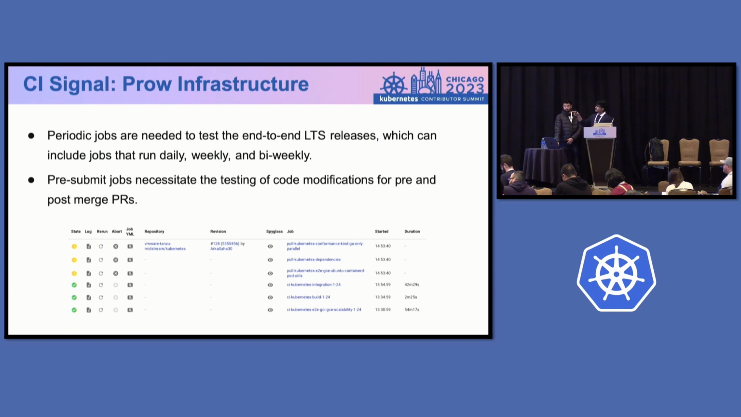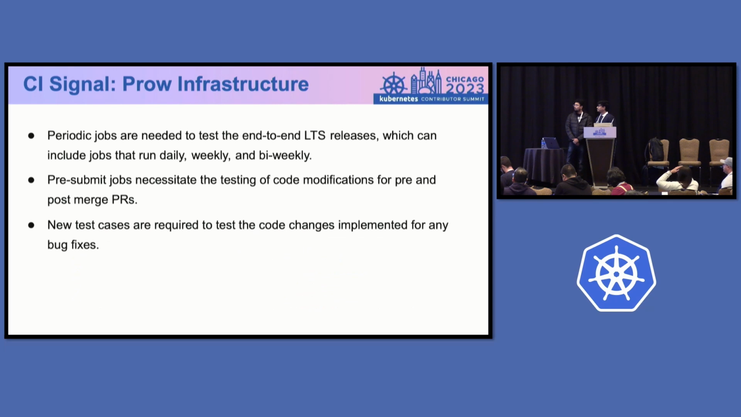As we can see, this is the PROW infrastructure that we have set up internal to VMware. The first three are the pre-submits, and the last three are the periodics, and these are actually running on 1.24, which is out of support in the community. New test cases, as we already discussed, are required to do specific corner case testing for the bug fixes and backports that we do on the older versions.